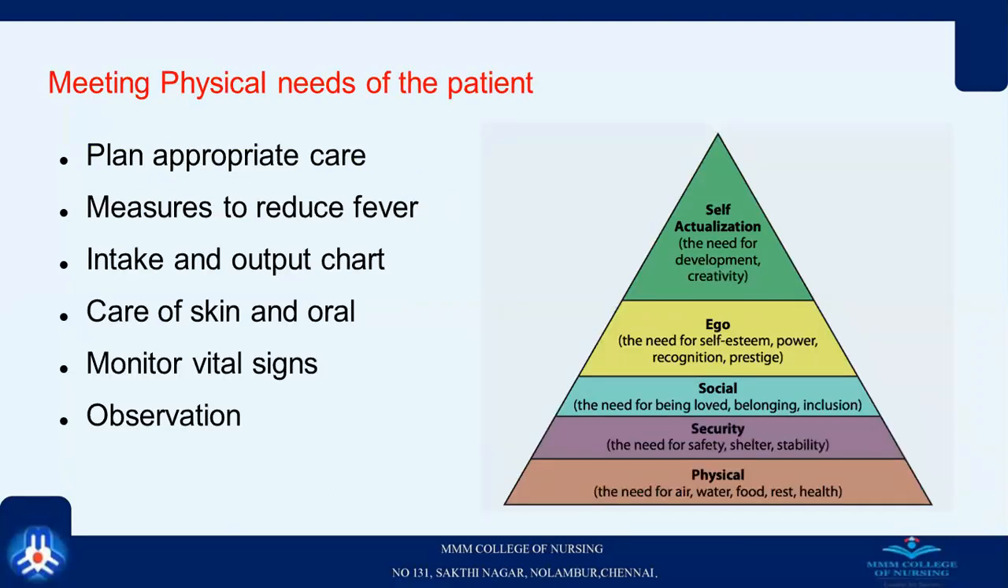Interventions in meeting physical needs of the patient. An appropriate care should be provided after a thorough physical assessment. Use appropriate nursing measures to reduce high fever if present. Maintain the intake and output chart for the patient. Mouth and skin care should be provided for the patient with delirium. Monitor the vital signs and observe the patient for any extreme drowsiness and sleep, as this may be an indication that the patient is sleeping into a coma.